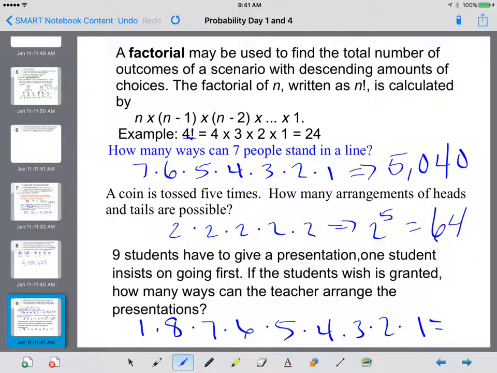So we've got 8 times 7 times 6 times 5 times 4 times 3 times 2 times 1 equals 87,360 different ways we could arrange the presentations.